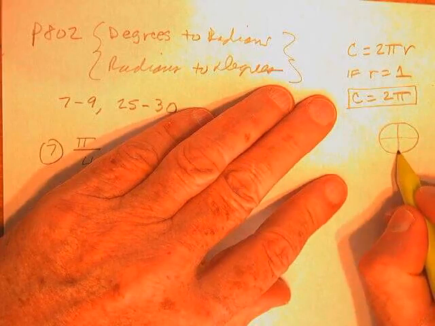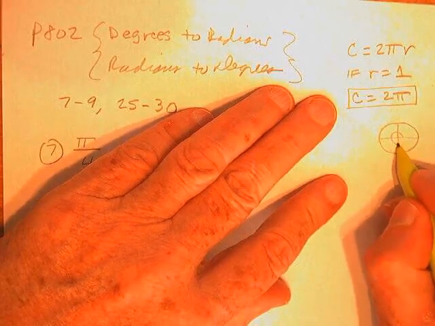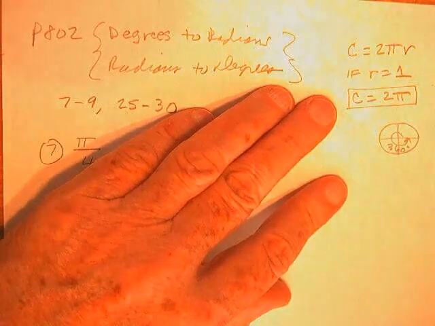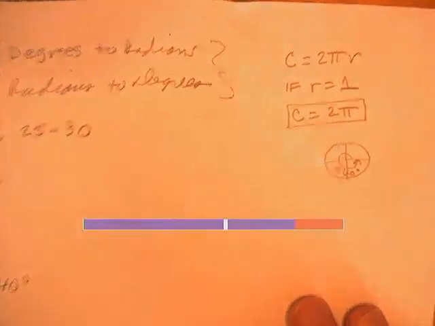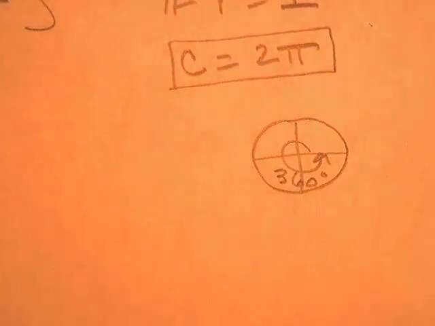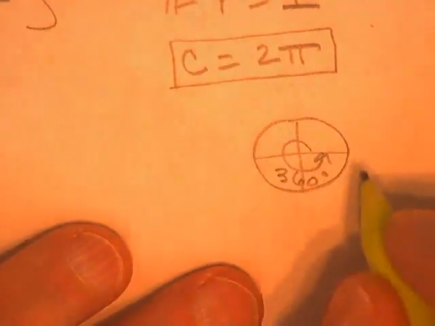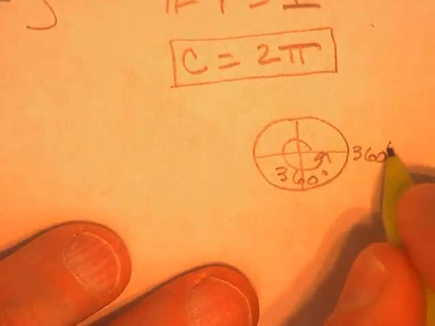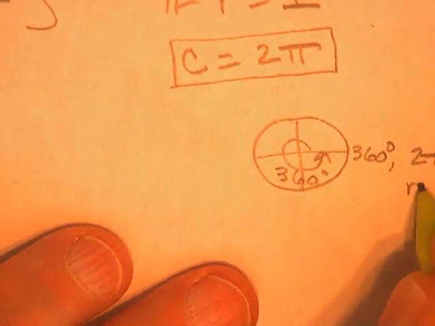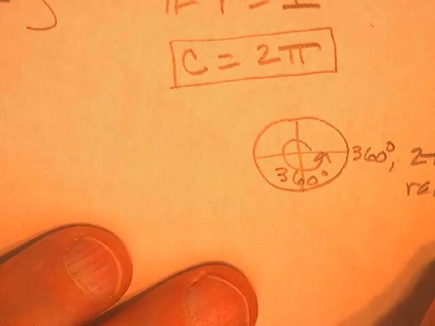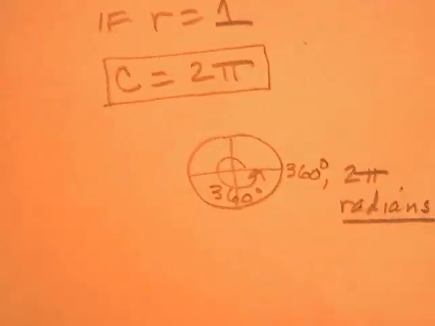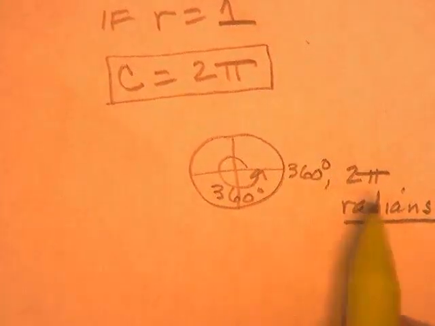If you think about your circle, if we went this way in standard position, we would get 360 degrees right there. Let's blow that up a little bit. We would get 360 degrees. So out here we could write 360, but it's also going to be referred to as 2 pi radians. So we know 360 is 2 pi.